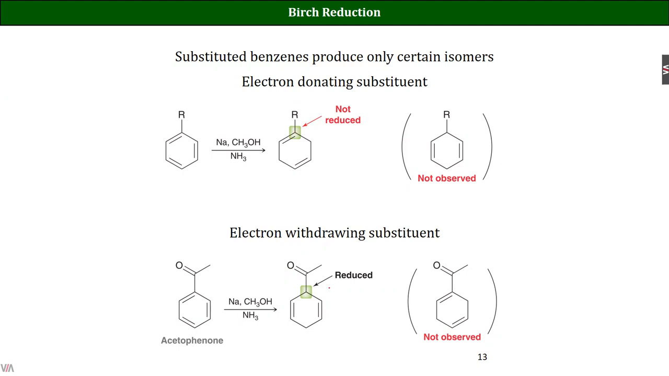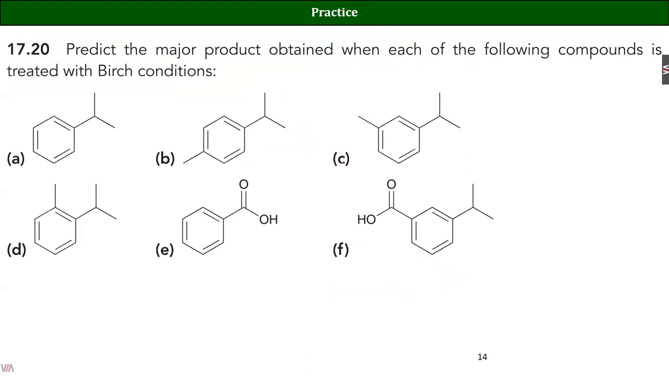Electron withdrawing substituents do the opposite. And electron withdrawing substituents are anytime you've got a conjugated pi bond. So if you have a pi bond that could resonate, that's electron withdrawing. If you have a lone pair or you just have an R group, that's electron donating. And the electron donating substituent will always be attached to one of the remaining pi bonds. An electron withdrawing substituent will always be attached to the carbon that got reduced. So we'll practice with that.